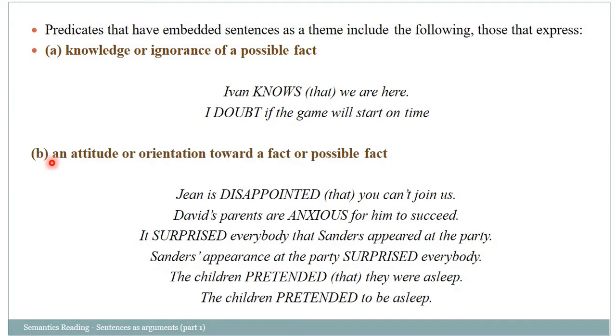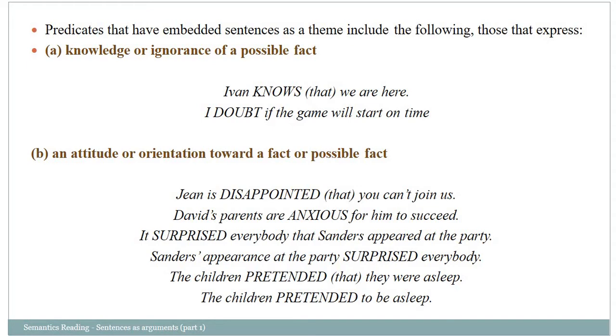As the second item, an attitude or orientation toward a fact or possible fact. This is the second property of embedded sentences as a theme. Jean is disappointed that you can't join us. This is an attitude, disappointment. David's parents are anxious for him to succeed. It surprised everybody that Sanders appeared at the party. Sanders' appearance at the party surprised everybody. The children pretended that they were asleep. The children pretended to be asleep. So in these sentences you can see that they all convey the message of an attitude or orientation towards a possible fact or a fact actually.